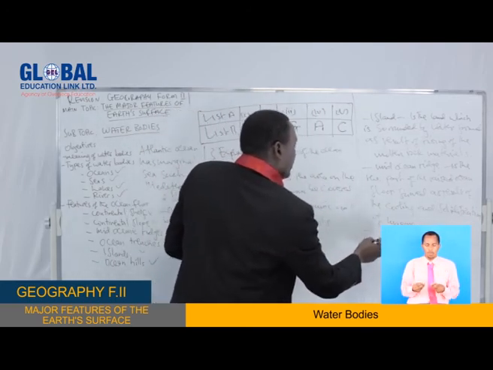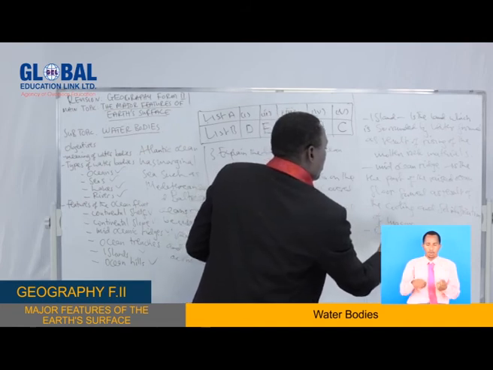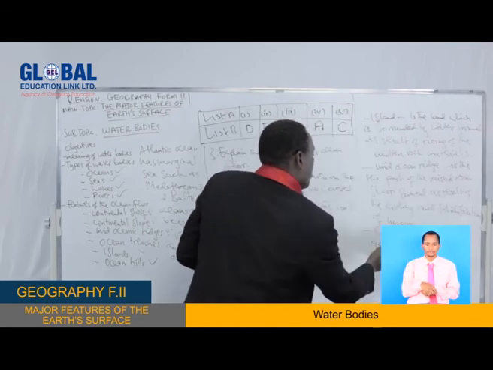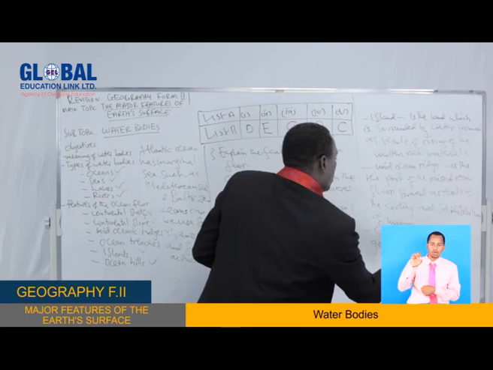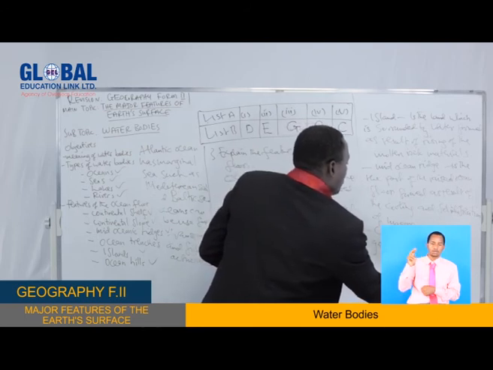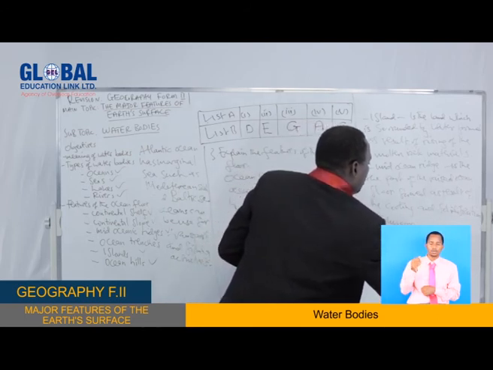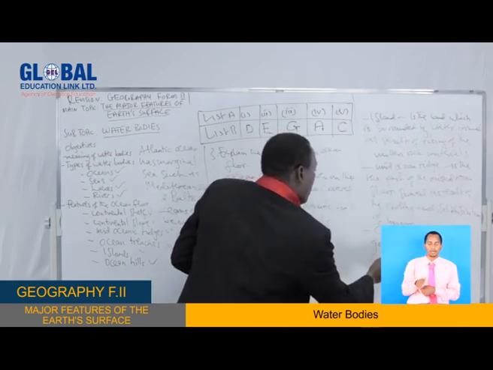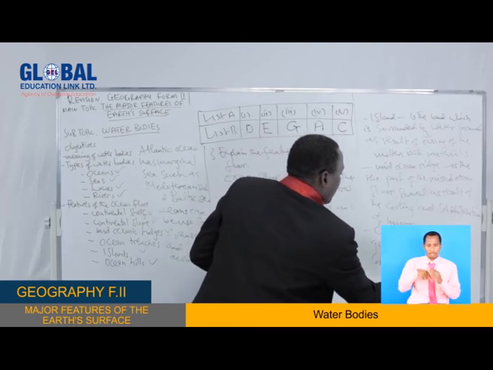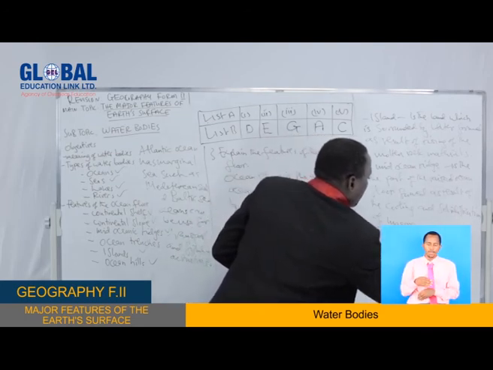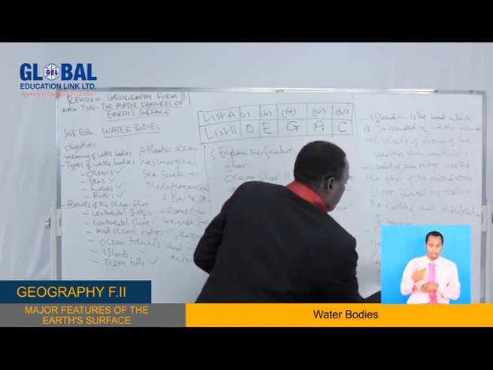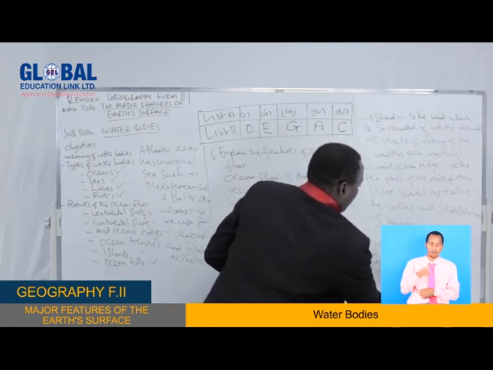Again, you can go on. Continental shelf is a gently sloping margin of the continent that occupies shallow water.